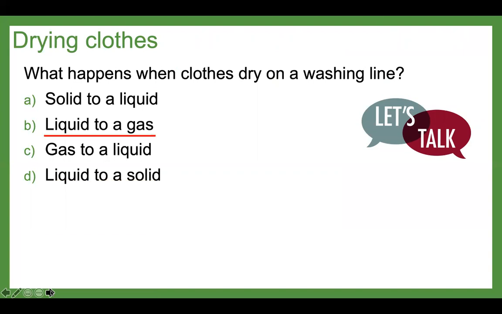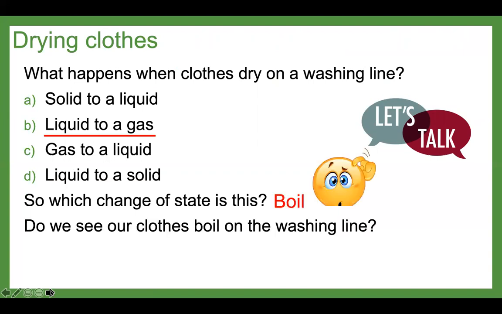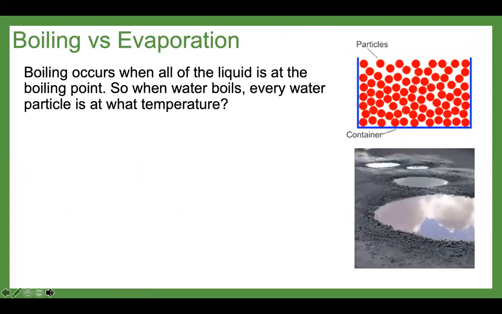Let's see if you are right. So we change states from liquid to a gas. What change of state is this? It's boil, isn't it? Do we see our clothes boil on the washing line? No, we don't. Boiling occurs when all of the liquid is at the boiling point. So when water boils, every water particle is at what temperature? That's right, it's 100 degrees.